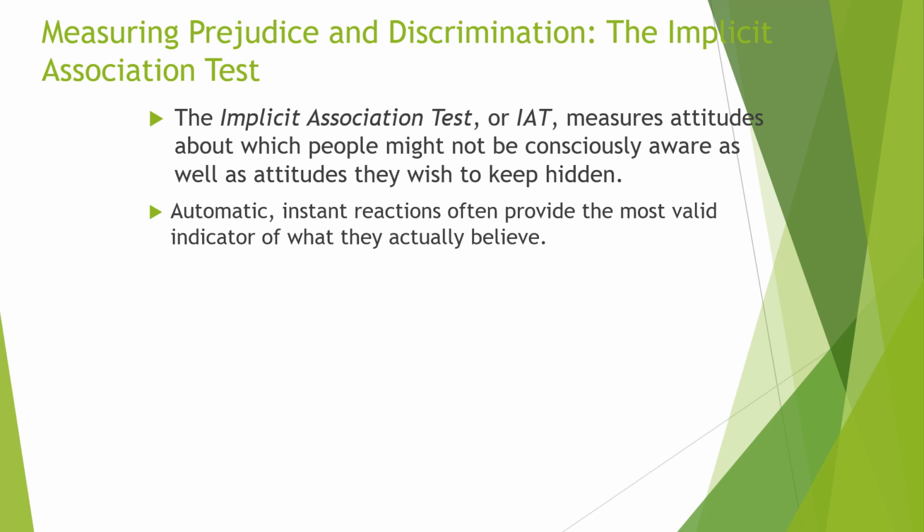So what happens is you give automatic, instant reactions, which are the most valid indicator of what you actually believe. On the test, there may be a word, and you're supposed to think of the first word that comes to your mind. Or you're shown a picture, and you give the first thing that comes to mind without any thought whatsoever. Based on your answers, that can show your level of prejudice or discrimination.